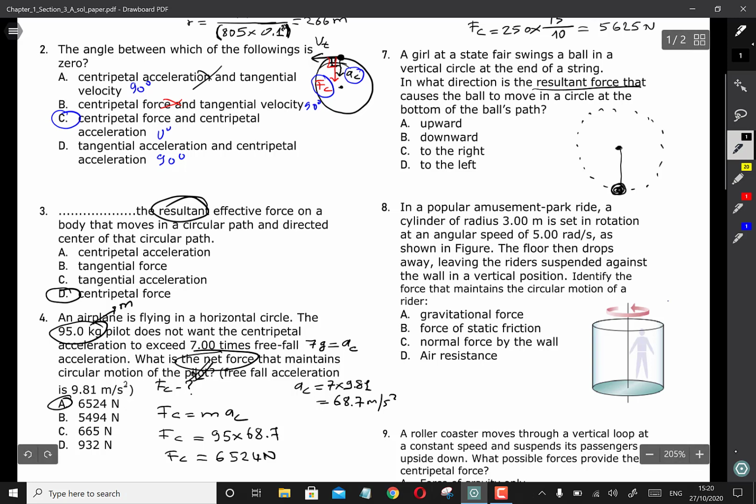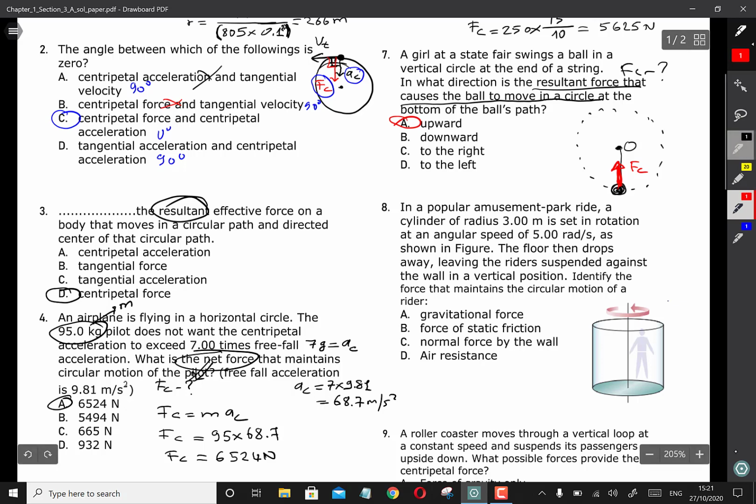So the resultant force that causes the ball to move in a circle is the centripetal force. It's asking you the direction of the centripetal force, and you know that centripetal force always points toward the center. So which one is correct? Is it upward? Is it downward? Is it to the right or is it to the left? So it's upward. The direction is upward.